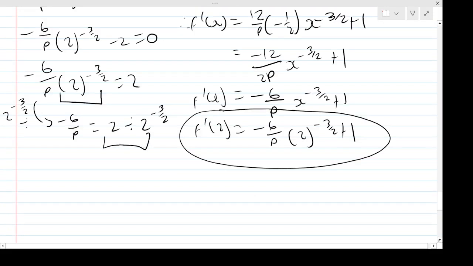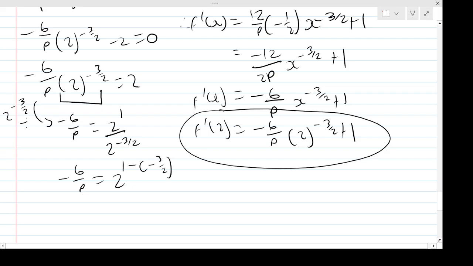And then I can simplify, because what this is saying is 2 over 2 to the minus 3 over 2, right? I can use index laws to simplify. So minus 6 over p is going to equal 2 to the 1 divided by 2 to the minus 3 over 2. We subtract the powers. So that means it's going to be 1 take away negative 3 over 2. That's a double negative, so that'd be 1 add 3 over 2, right? If I do 1 add 3 over 2, that's 5 over 2.